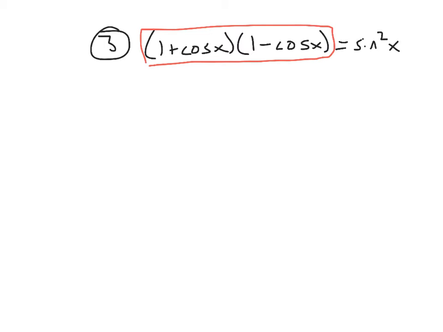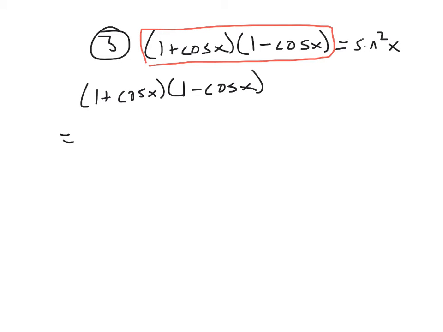Question number 3, what if I give you something that looks like this? 1 plus the cosine of x times 1 minus the cosine of x, and that's going to equal sine squared of x. So, again, pick the side that looks more complicated, less simplified. I think for this one, that is clearly this side. So I'm going to recopy that side, 1 plus the cosine of x times 1 minus the cosine of x.